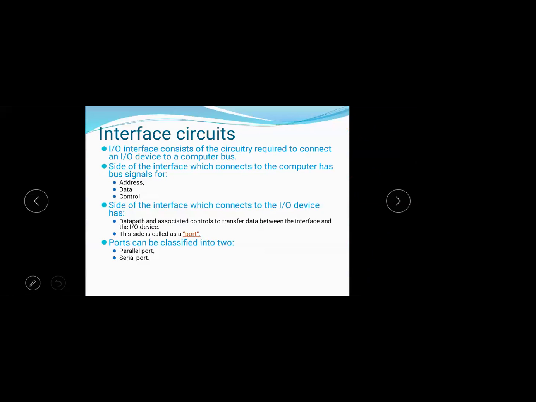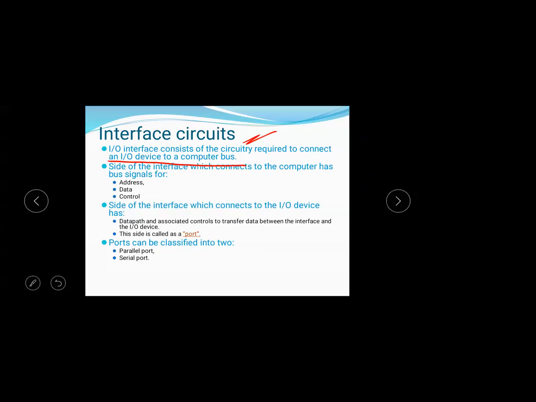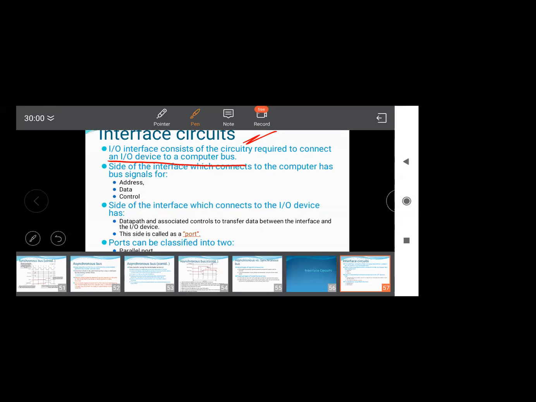The IO interface consists of the circuitry required to connect an IO device to the computer bus, that is, the processor bus. The side of the interface which connects to the computer has bus signals. That is the left hand side of the interface unit.